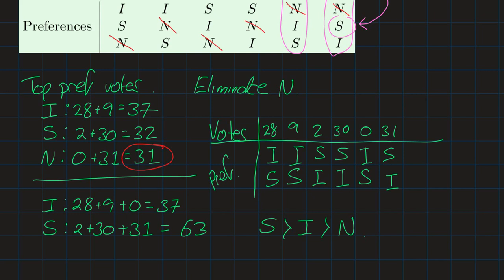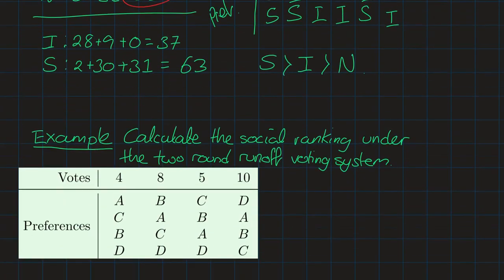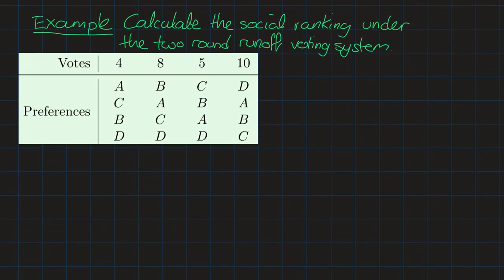And this is something that's going to happen a lot. You're going to notice that depending on what voting system you use, you get different social rankings. And that's perfectly fine. That's perfectly okay. So let's do another, more complicated example. Calculate the social ranking under the two-round runoff voting system.